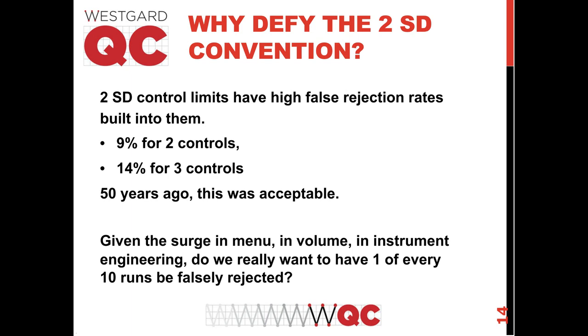The thing we know about 2SD limits is if you run 2 controls, the expected false rejection rate is 9%. And if you run 3 controls, that expected false rejection rate rises to 14%. Now, if you want 1 out of 10 or more runs to be out of control, that's your choice. However, it's going to be filling your day with a lot of out of control events.